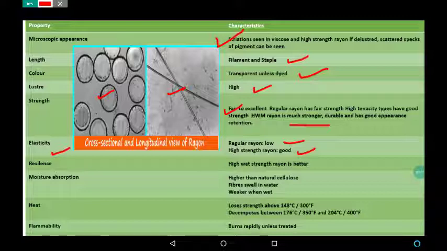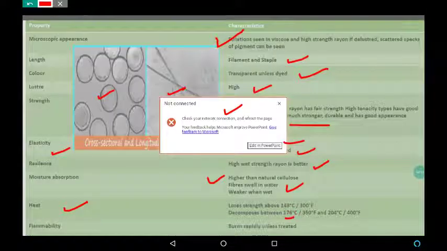Regular rayon does not have good resilience, but HWM rayon has a better resilience capacity. Moisture absorption is higher than natural cellulosic fiber, but when it is wet, it becomes weak. It can bear less than 148 degrees centigrade of temperature. After that it loses its strength and decomposes between 176 degrees centigrade and 204 degrees centigrade.